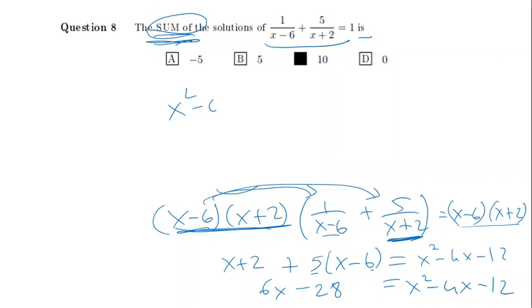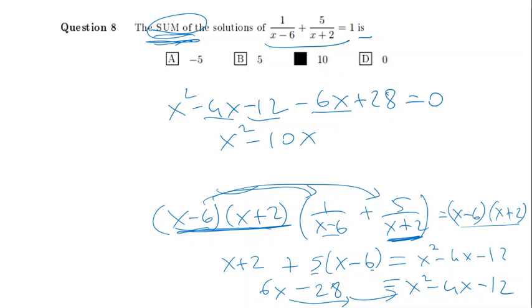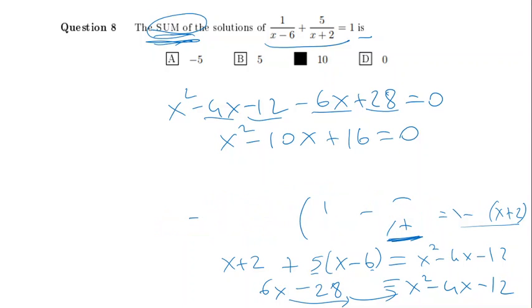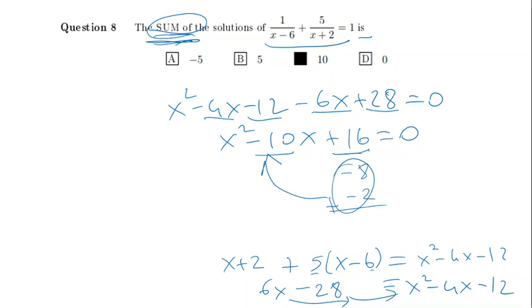So that x squared minus 4x minus 12, and send them to the other side. Minus 6x plus 28 equal to 0. X squared minus 10x and minus 12 plus 28, it makes 16, which is equal to 0. And does it look factorable? Can we find the factors, or shall we do the quadratic formula? It depends on you. I would say here, if you have minus 10 and here plus 16, I would go for negative 8 and negative 2, because their sum will be minus 10 and their product will be plus 16.